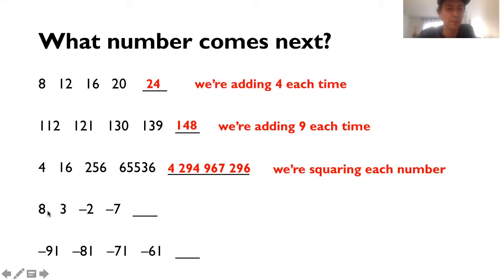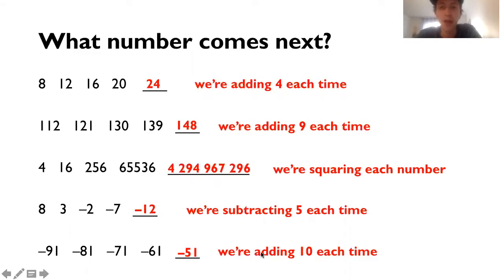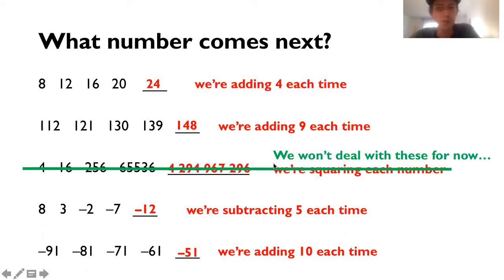Let's go back to this one. 8, 3, minus 2, minus 7. The next number would be minus 12. We are subtracting 5 every time. And here, minus 91, minus 81, minus 71, minus 61. The next number would be minus 51. Here, we are adding 10 every time. We can work with negative numbers, no problem. But the one that we're not going to work with as much in Sec 1 is this one, where we're squaring numbers. Let's postpone that for now.